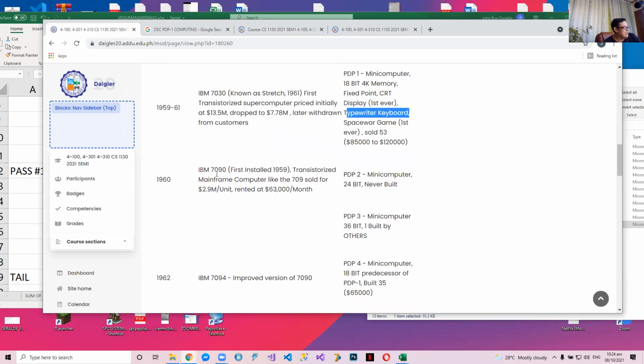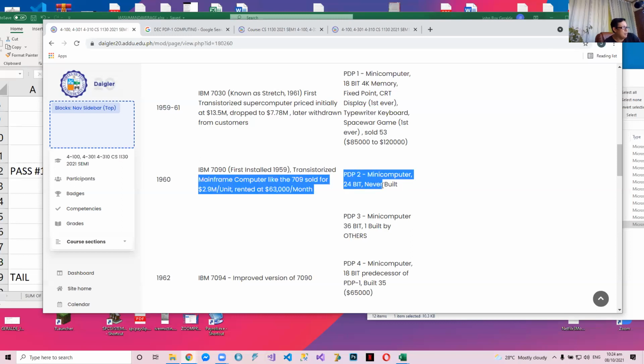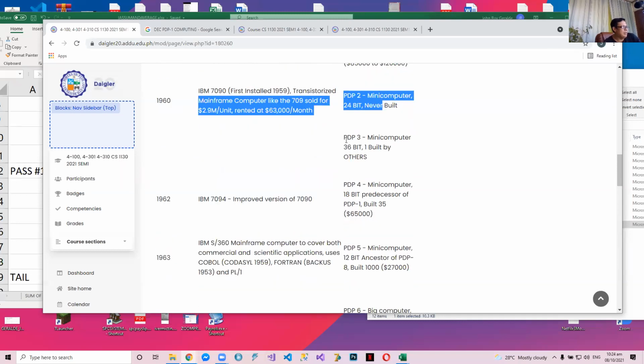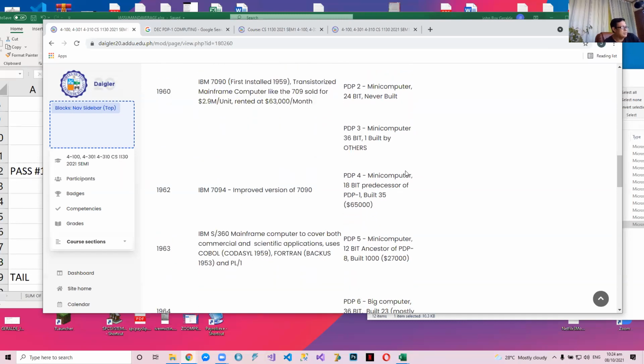In 1960, IBM produced the first transistorized computer. So this is the second generation, no longer vacuum tubes. It sold for 2.9 million and rented for 63,000 a month. DEC introduced a PDP-2, but it was never built. 24-bit. A PDP-3 minicomputer was built by other companies.